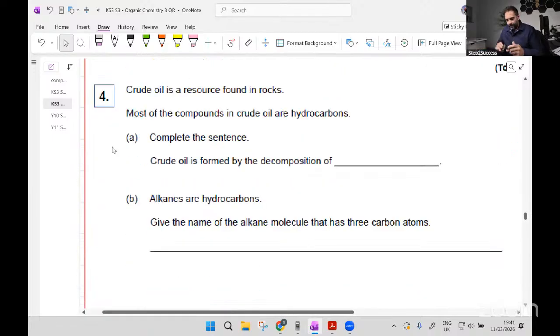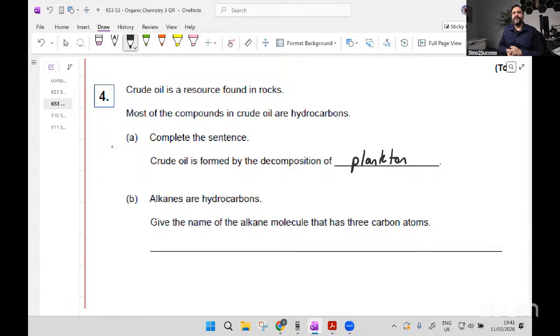Crude oil is formed by the decomposition of something called plankton. Plankton is a sea organism which dies and becomes crude oil. The name of the alkane that has three carbon atoms, I'll be very surprised if this is not in your notes, but I'll tell you anyway. If it's got three carbon atoms, we call that propane.